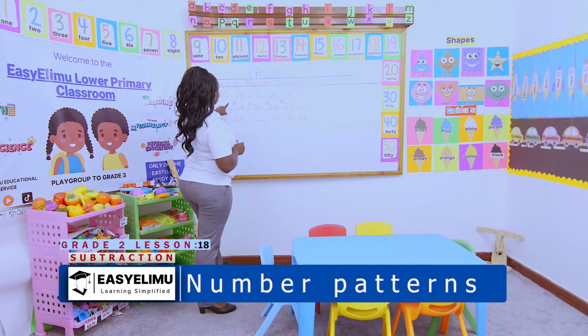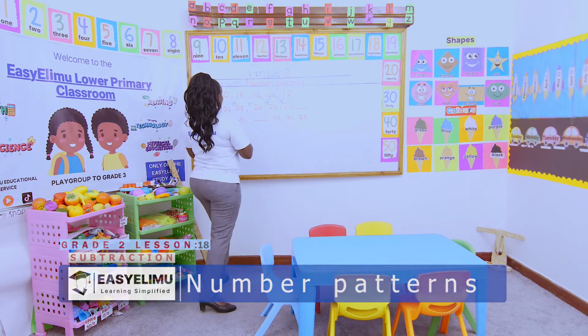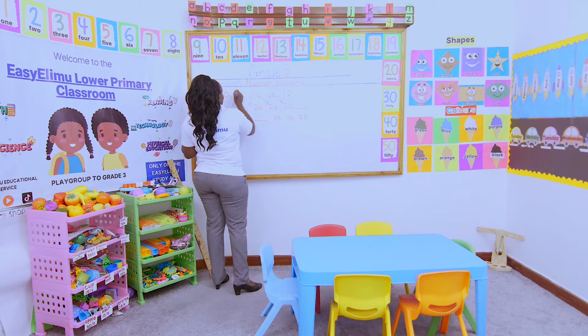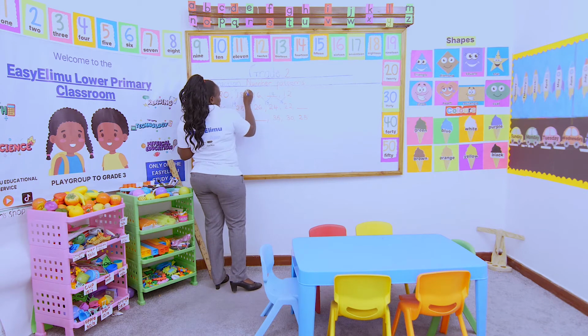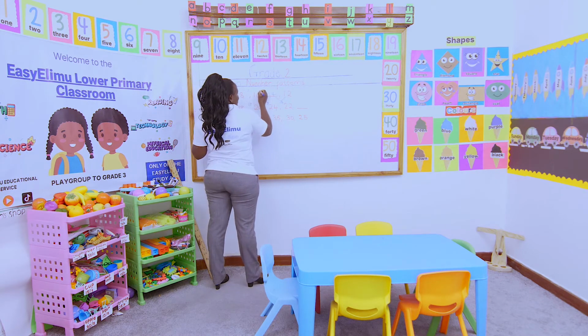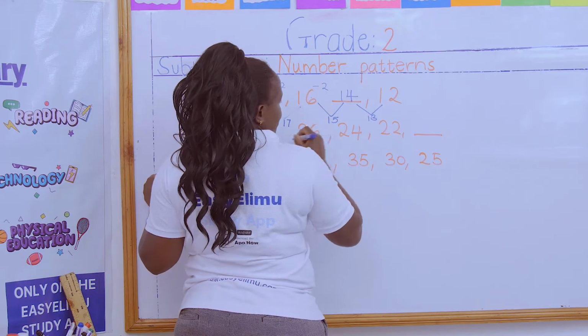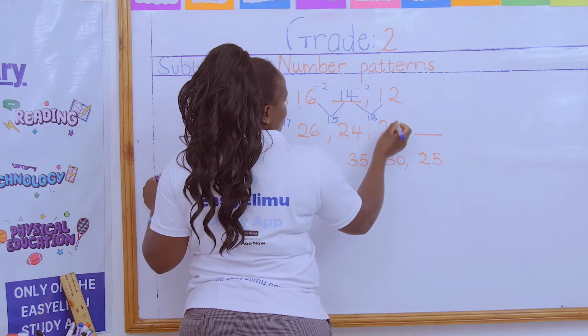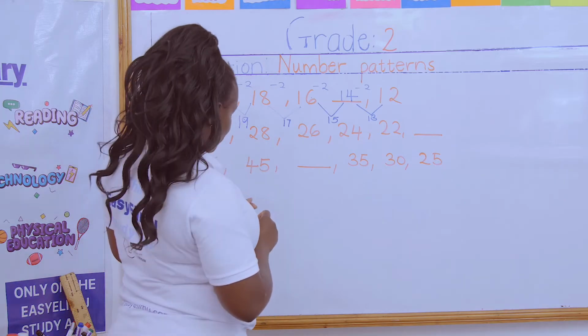And this, when I look at it, I realize that if I subtract 20, take away 2, I get an 18. 18 take away 2, I get a 16. 16 take away 2, I get a 14. 14 take away 2, I get a 12.